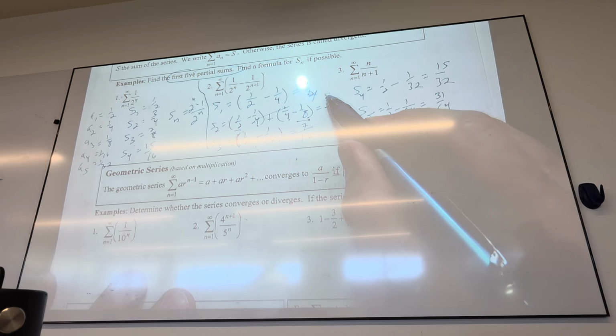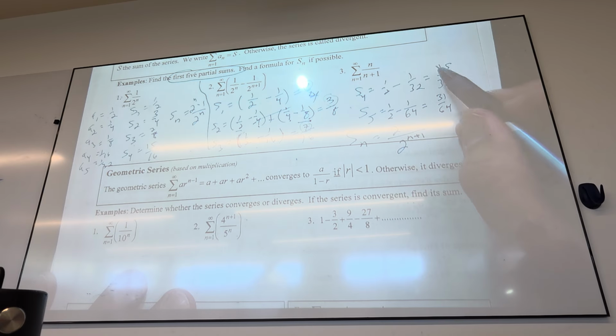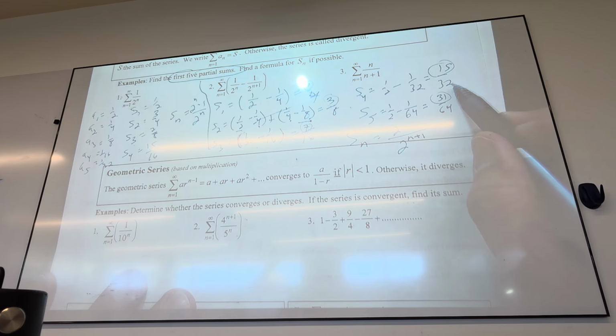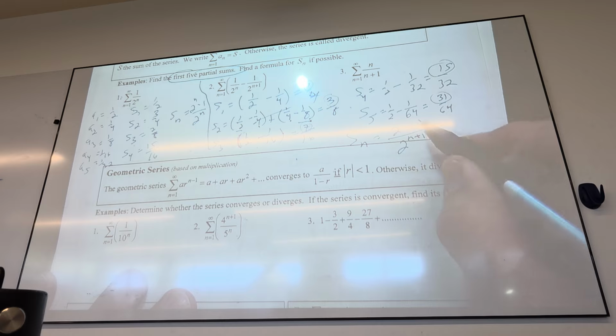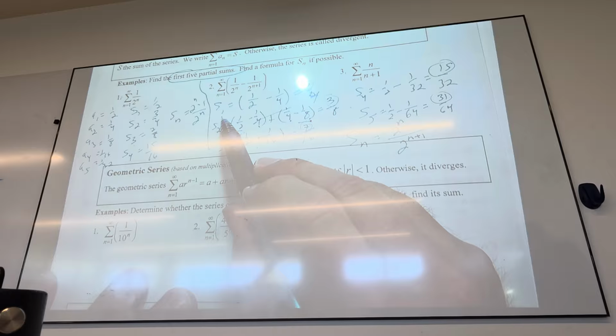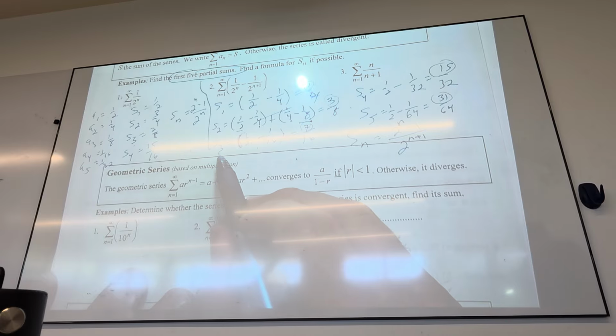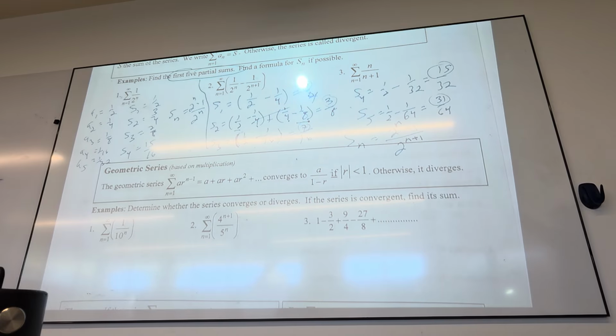Do you guys see what's happening on the top? 1, 3, 7, 15, 31. It's always 1 less than some power of 2, yes? So it'll be 2 to the n minus 1, and that looks like it works. 2 squared minus 1 is 3. 2 cubed minus 1 is 7.